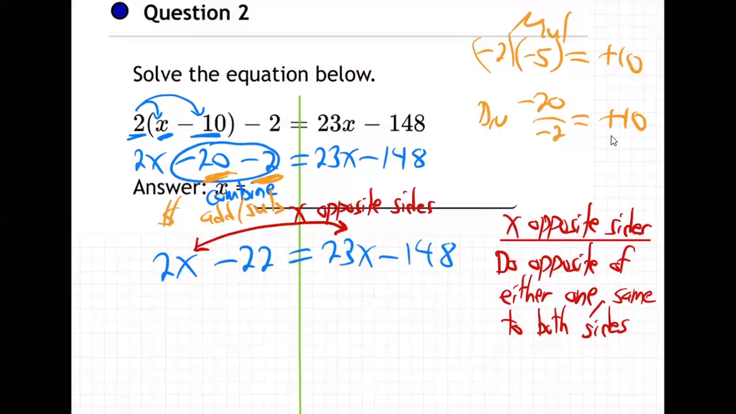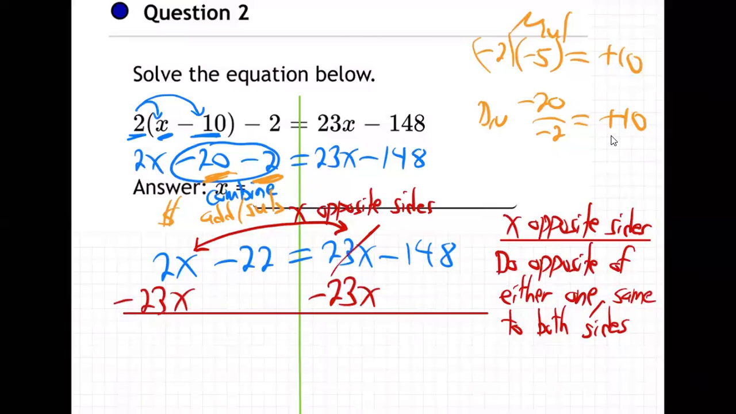Or you could say, no, I'm just going to do the opposite of the 23x, because I know some people feel like you have to do the lower one. It's not true. So let me purposely do the higher one. It'll work either way. It doesn't matter. Does everybody see what I'm doing? I'm going to cancel this one. I could have done the -2x on both sides, and that would have canceled out that one. It doesn't matter. Just get rid of one of them.